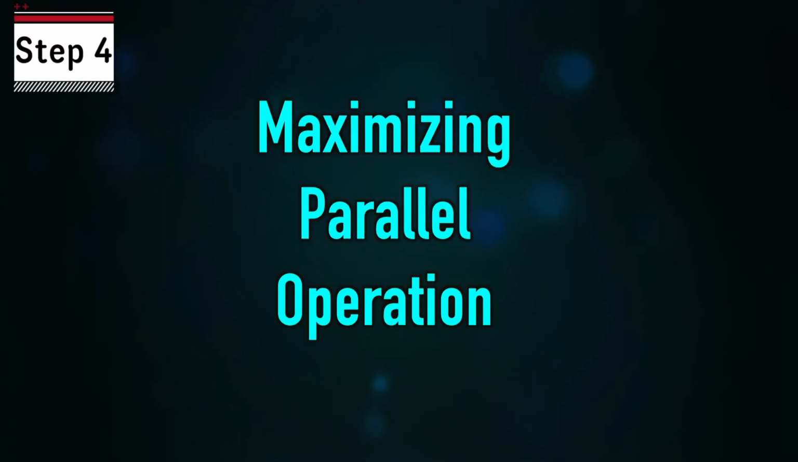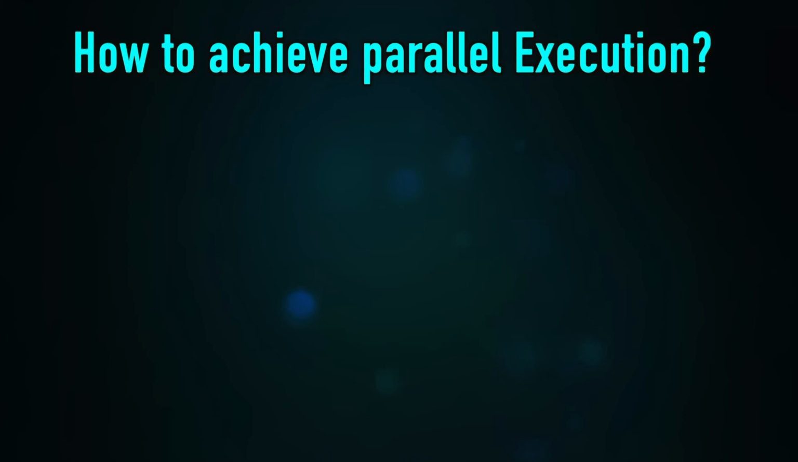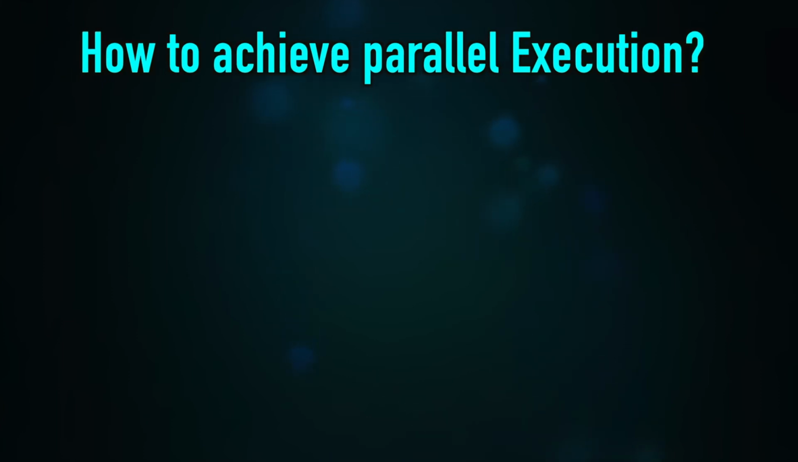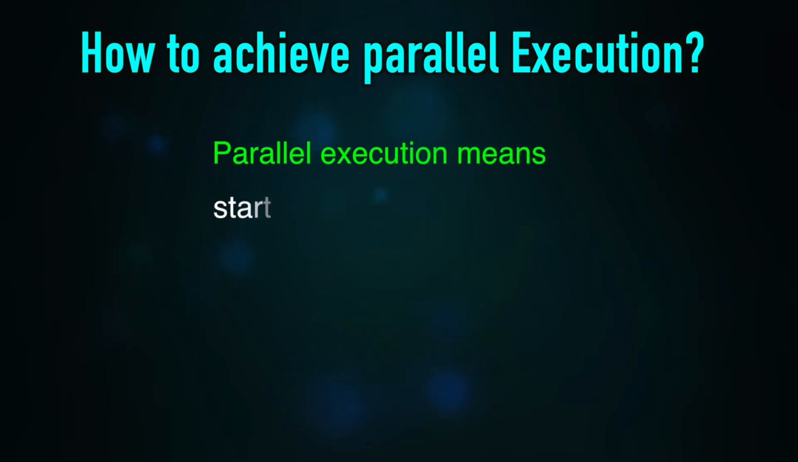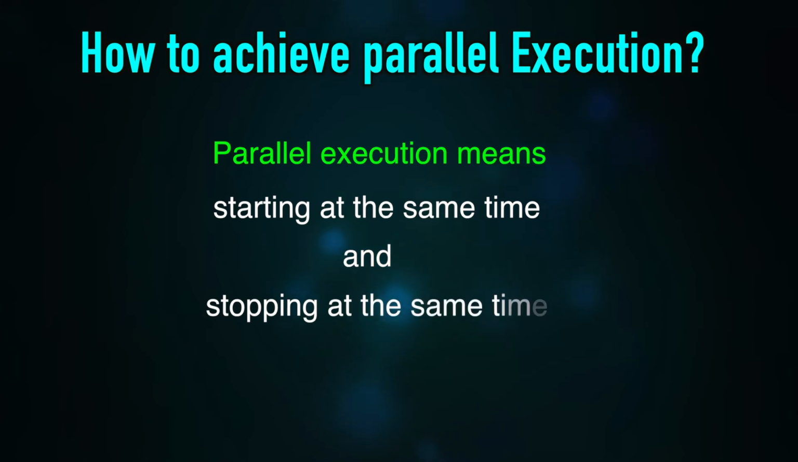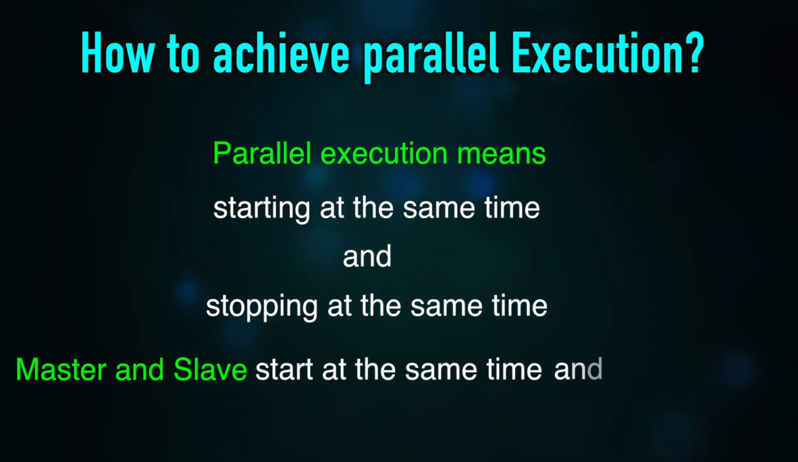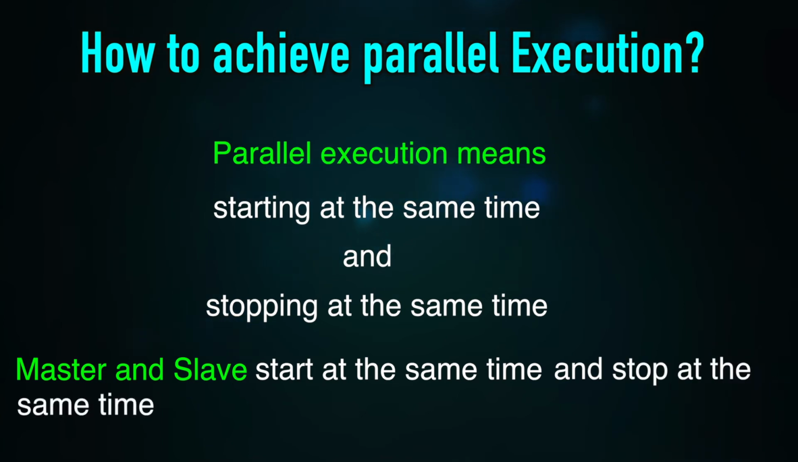Now, the last step is maximizing parallel operation. When you have two computation subsystems like master and slave, how do you achieve parallel execution? So what exactly is parallel execution? In layman's language, parallel execution means starting at the same time and stopping at the same time. The master and slave should start at the same time and stop at the same time. Like the master should not wait for an input from the slave and the slave should not wait for an input from the master.